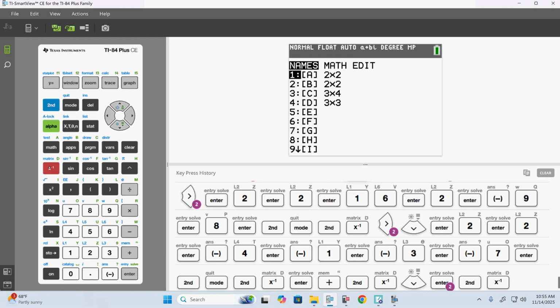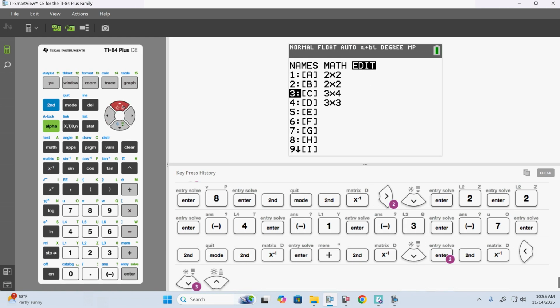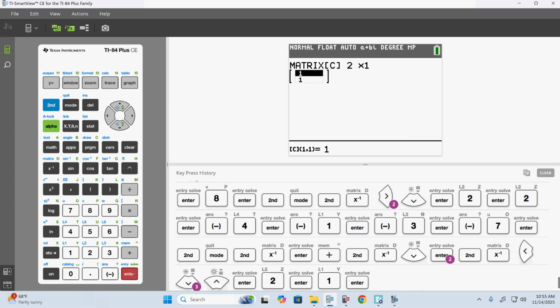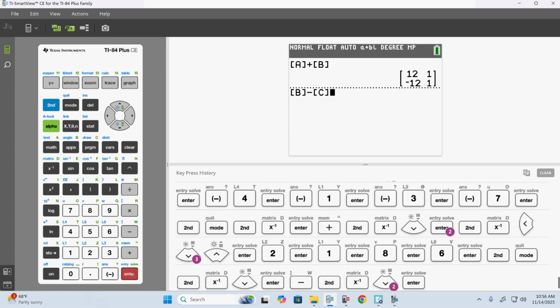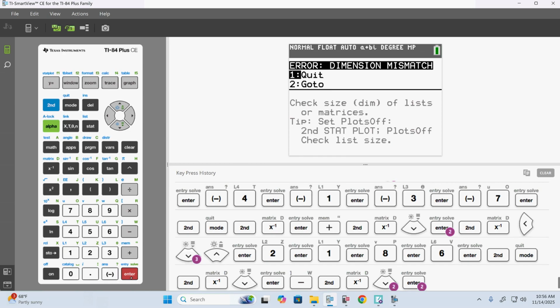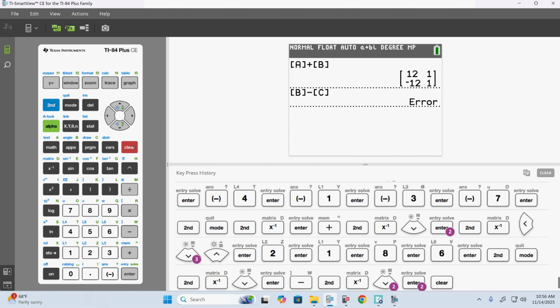So let's go and type it in, matrix C, 2 by 1, 8, 6. Second matrix B minus second matrix C, dim mismatch, dimension mismatch. Because again, it's saying the dimensions are not the same. Check dimension, so check size dimensions of list or matrices. So they're not the same dimension, so it does not work. We can't subtract. That's all there is to it.